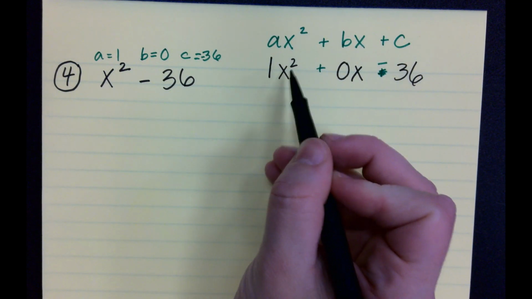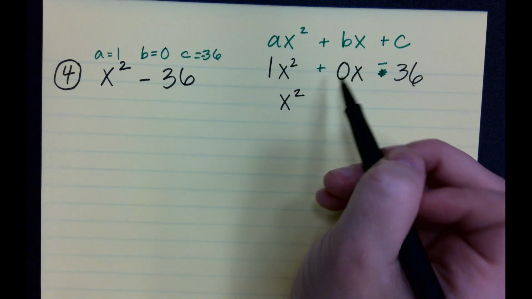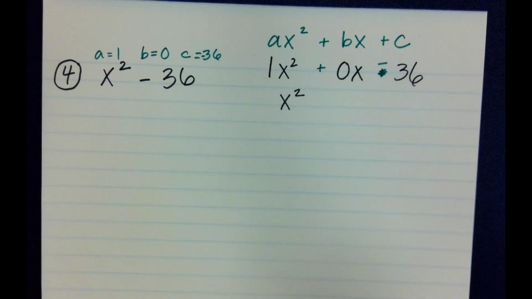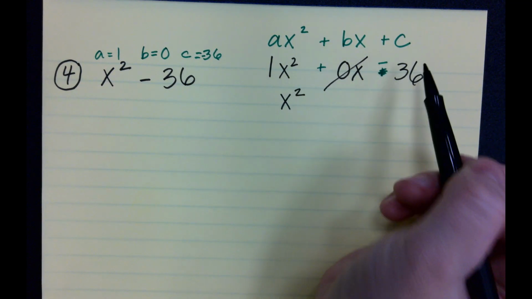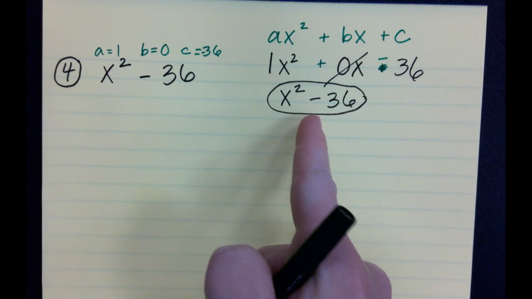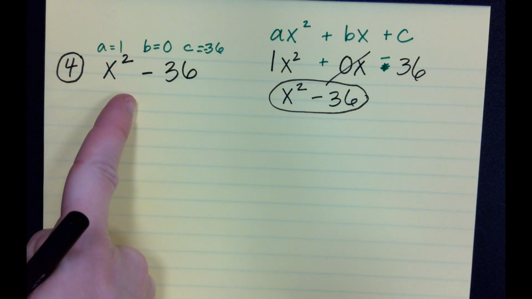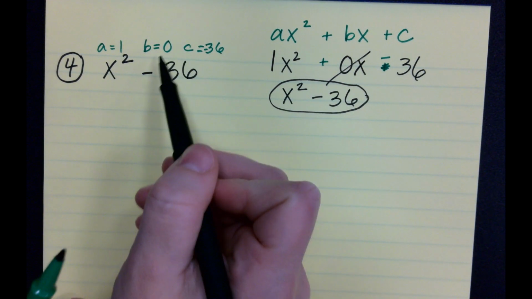If we have 1x squared, we could just write that as x squared plus 0 times x. What's that? 0. If you take anything times 0, it makes it disappear. So it's gone. And then we've got minus 36. And you see how this is the same as that original problem? It's the same thing. So that's why we got b as 0.